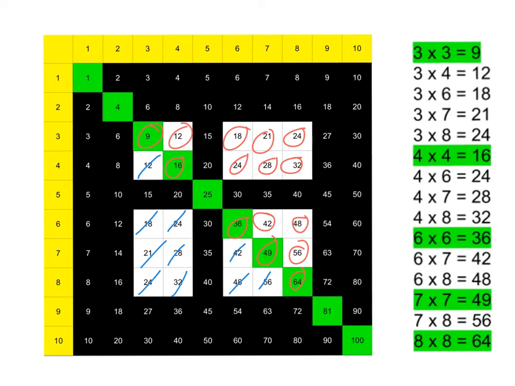finished. Now you can see I told you about your square numbers, so I've highlighted those in green. Square numbers are basically any number times the exact same number. 16 is a square number because it's the same factor multiplied by the same factor. 36 is a square number because it's 6 times 6. 49 is a square number, it's 7 times 7. 64 is a square number, it's 8 times 8.